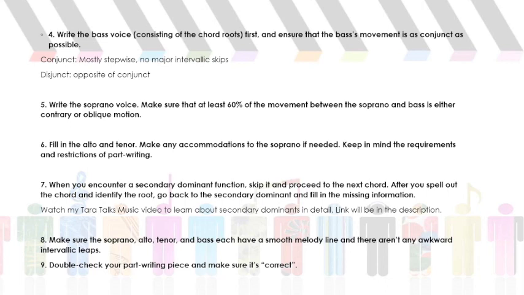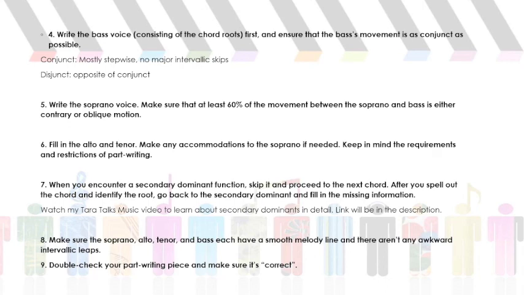The next thing you need to do is write the soprano voice. And you need to keep in mind that 60% of the movement between the soprano and bass is either contrary motion or oblique motion. After that, fill in the alto and tenor. And if you need to, make any accommodations to the soprano. And keep in mind the requirements and restrictions of part writing.